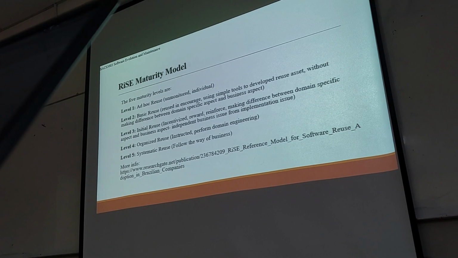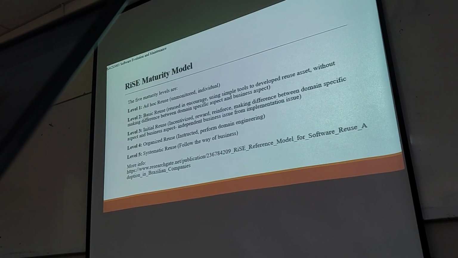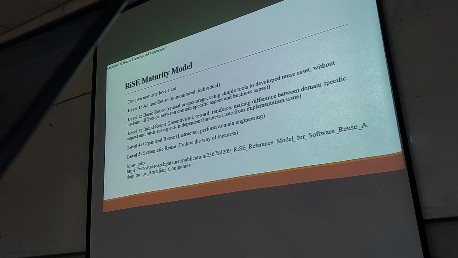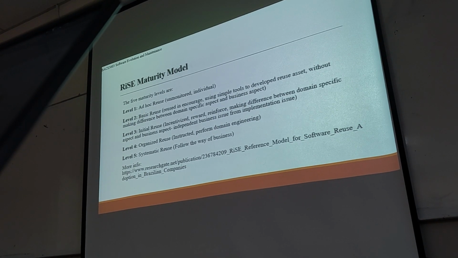In the RISE maturity model, there are 5 levels of maturity. First one, ad hoc. Ad hoc means it is normally performed by an individual programmer and not monitored by the company. The programmer feels that he can reuse this function, then he just reuses it. Level 2, basic reuse. The company starts to encourage reuse in development, maybe using certain tools to develop certain simple assets. Level 3, initial reuse. The company starts to reward the practice of reuse. Level 4, from there they start to do domain engineering, creating for reuse.